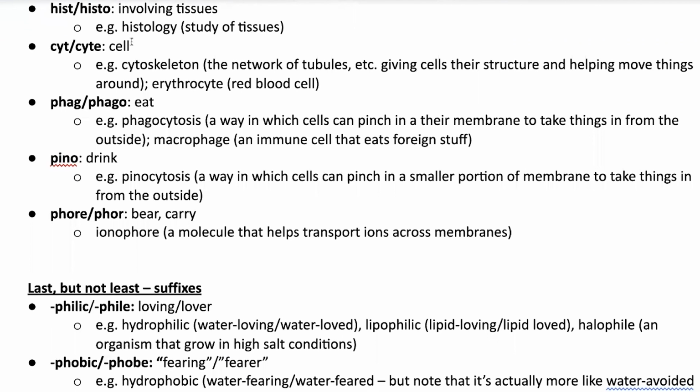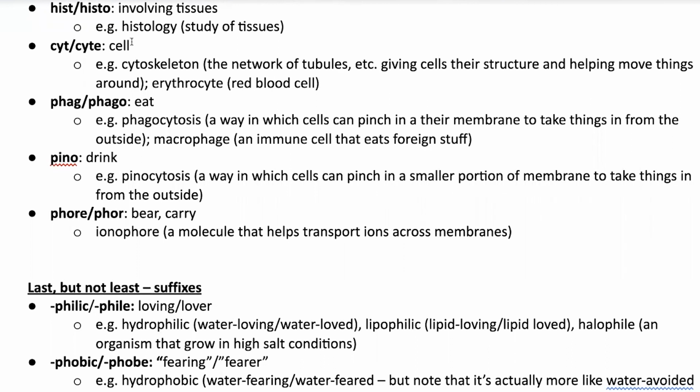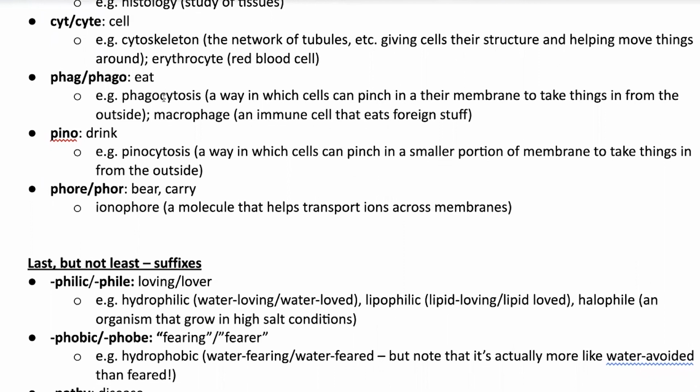Cyte, this refers to a cell. So a cytoskeleton is going to be this skeleton inside of your cells of these various proteins that are helping give the cell its structure and things around. We also see cyte in describing a ton of different types of cells, like erythrocytes, which are red blood cells.